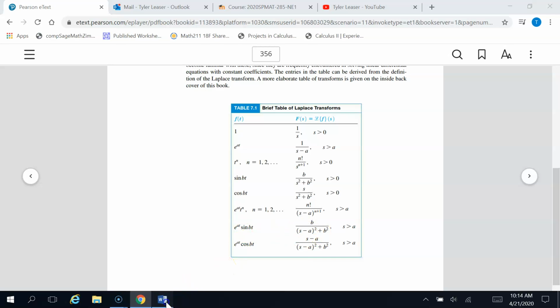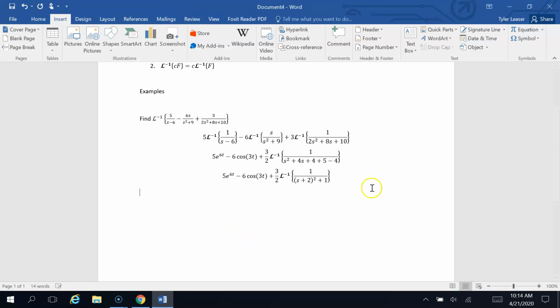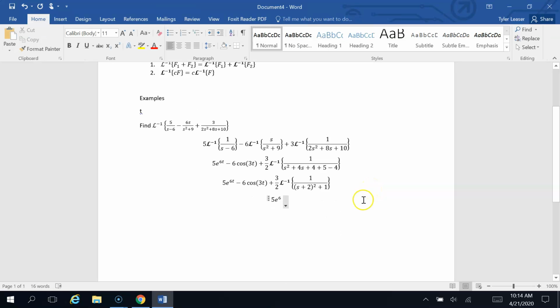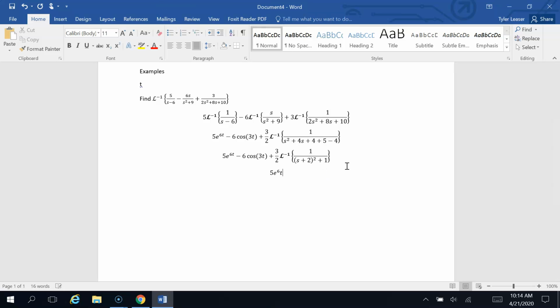here. Okay, so this was the e to the at sine bt, so go ahead and write it out. Still have the 5e to the 6t, minus the 6 cosine 3t. We're going to have that plus 3 halves. And now this inverse Laplace transform, remember, was e to the negative 2t, and then it's sine of just 1t. And that's it. So that is going to be the inverse Laplace transformation of this awful thing right here.